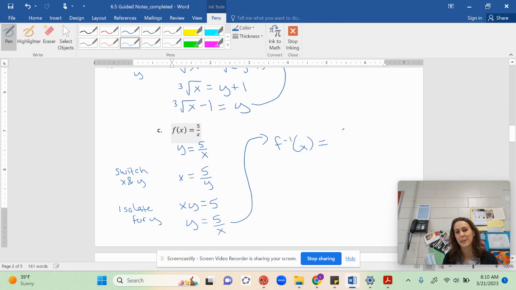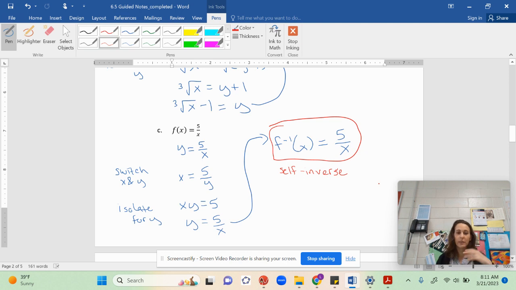Do you notice anything strange about this one? You may notice that the function is actually an inverse of itself. So the inverse function is the same as the original function. That means that this function is called a self-inverse function. It's not a big deal, but it's interesting. There are a few self-inverse functions out there, and this is one of them. It has a specific name called the reciprocal function, but it is a self-inverse function.